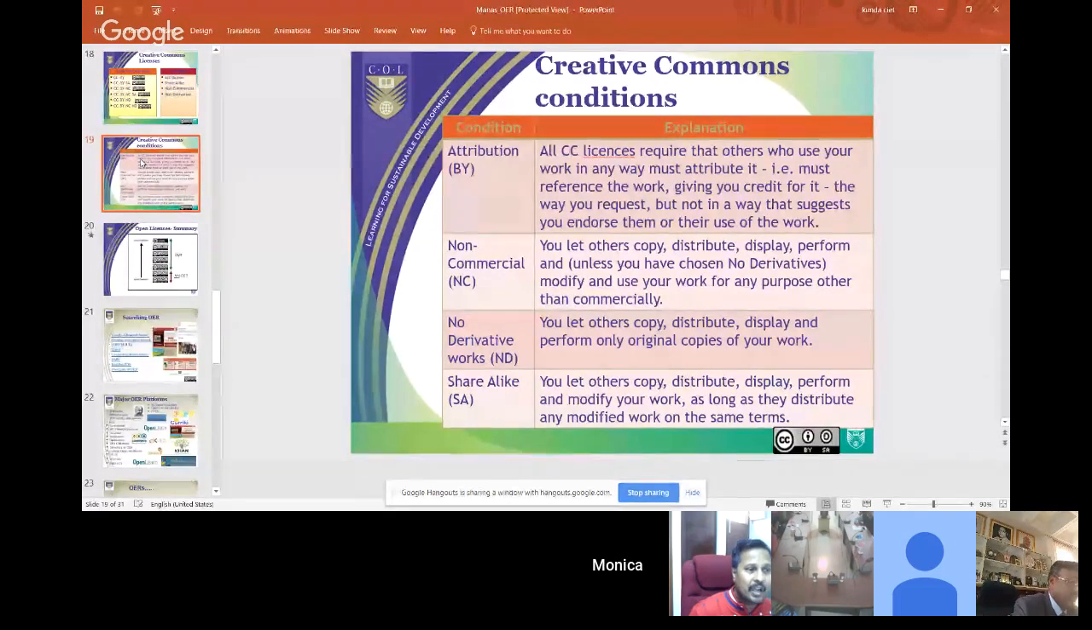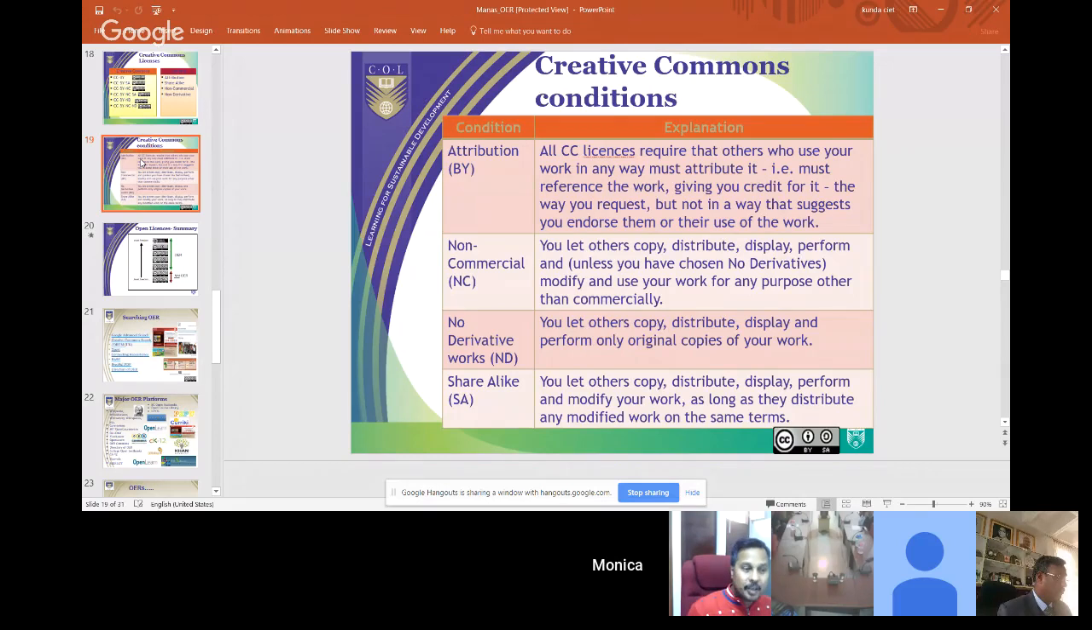These concepts talk about attribution. Attribution means BY. BY here stands for the author. You need to respect the author while you are using that material. You need to recognize the author while you are using this material. It means the author is telling you that you need to give me attribution.